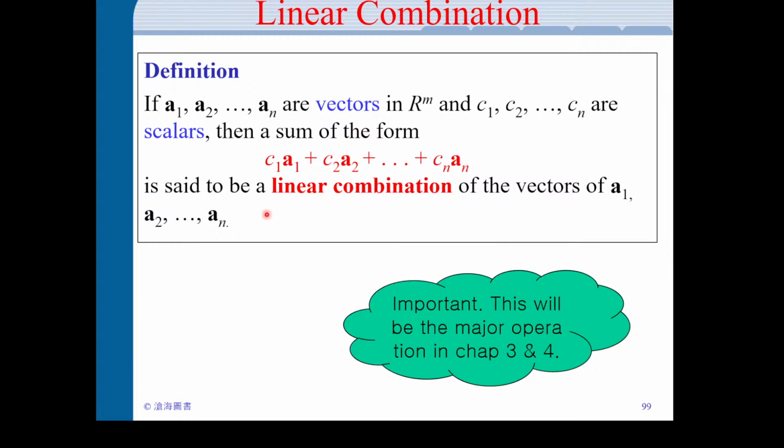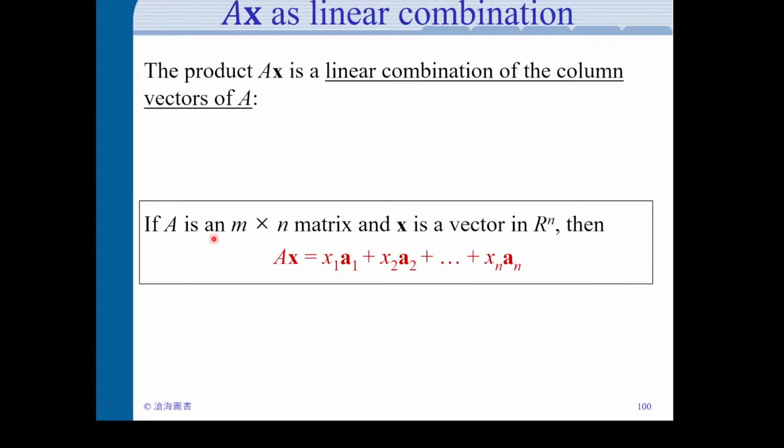A linear combination is just a sum of a whole bunch of vectors, where each vector is multiplied by some scalar. So we have some vectors a1 to an, multiplied by some scalars c1 to cn, and adding them together is called a linear combination. And so we see that Ax can be thought of as a linear combination of the column vectors.